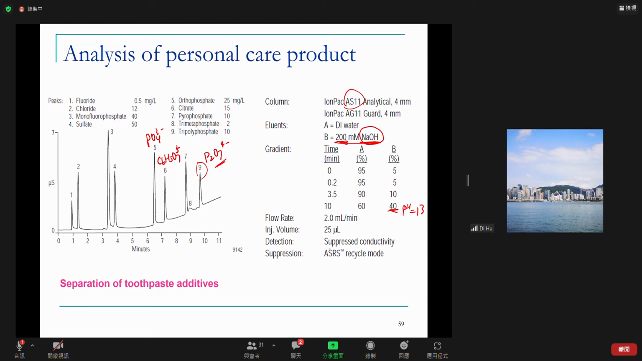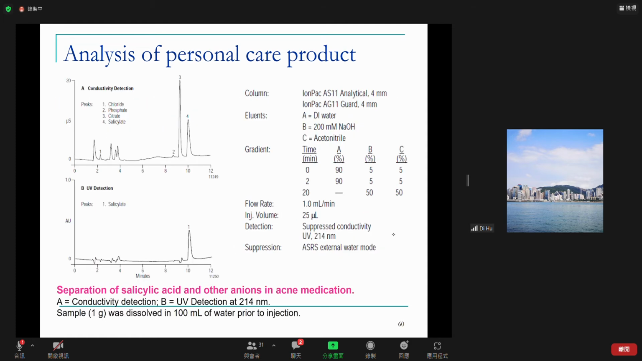And then it's also used with suppressed conductivity. So it runs a gradient, you see that. And this one is another analysis, for the separation of salicylate. Okay, so this is an acid.